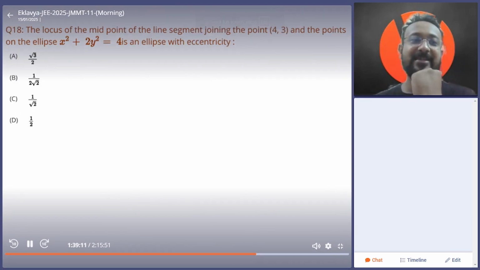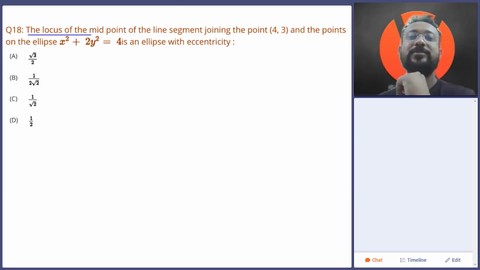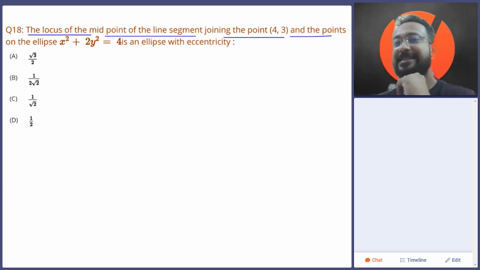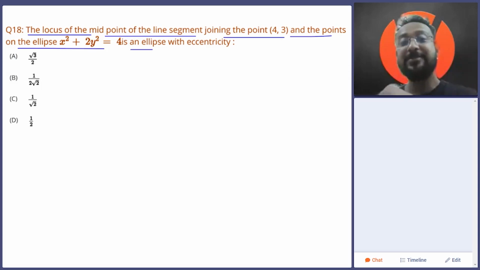Great, sir. Great. Next one, sir. The locus of the midpoint of the line segment joining the point this and the points on the ellipse this is an ellipse with eccentricity what?